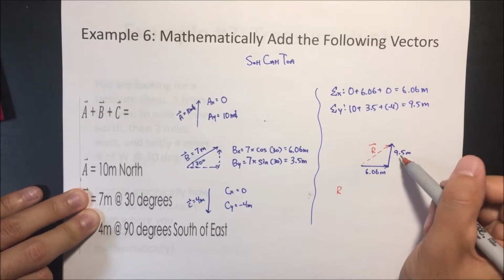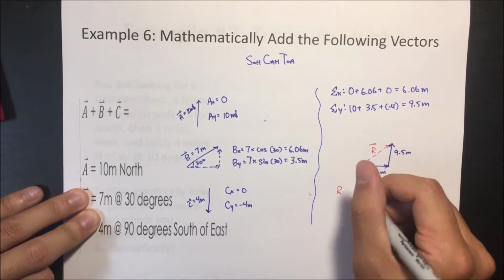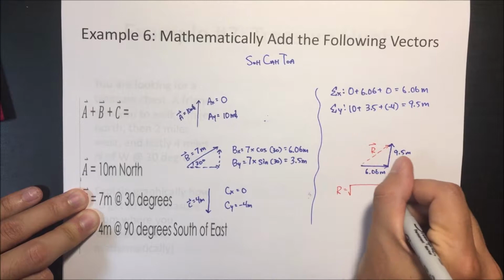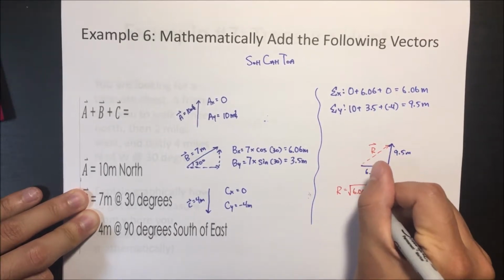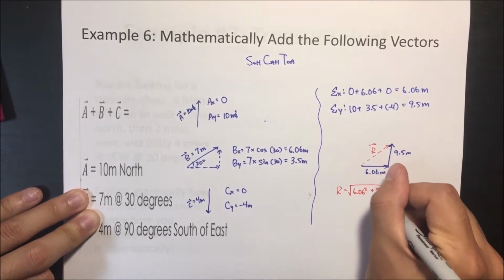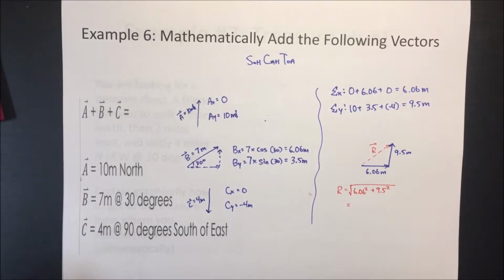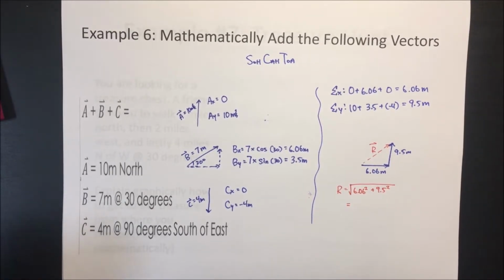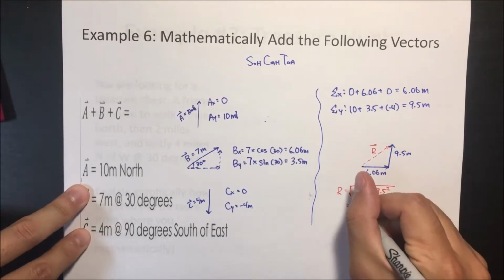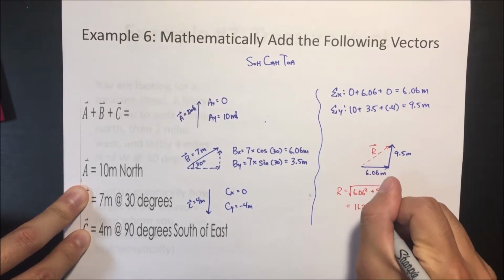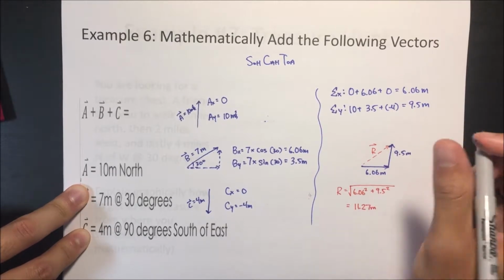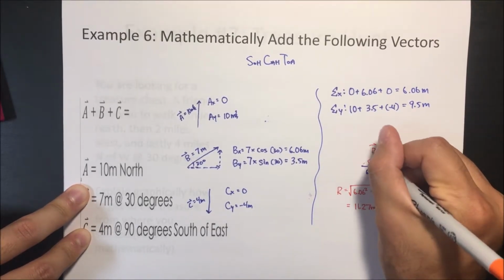Now to find the resultant vector, all I'm using is the Pythagorean theorem: a squared plus b squared equals c squared. So R is going to be equal to the square root of 6.06 squared plus 9.5 squared. We do a little bit of math, and we find that this is going to be equal to 11.27 meters.